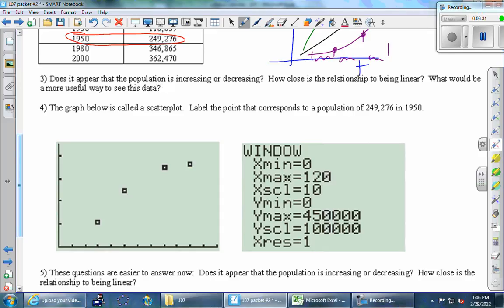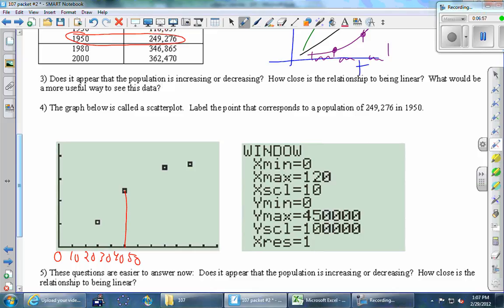So just looking at the graph on the left, you can't say anything because you don't know what the hash marks represent. So we got to look at the window as well. So the window says 0 to 120 by 10s. So that's 0, that's 10, 20, 30, 40, and 50 is this one right here. And it feels like maybe that's what we're talking about when we say 1950, is that 50.